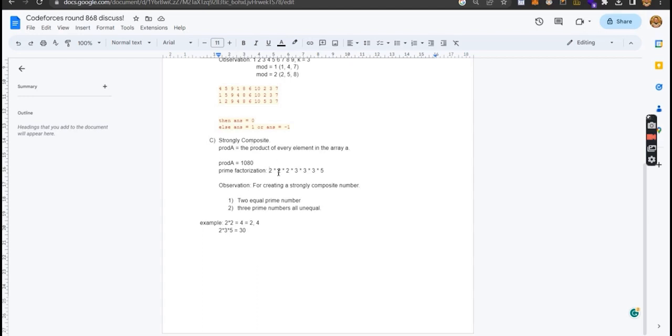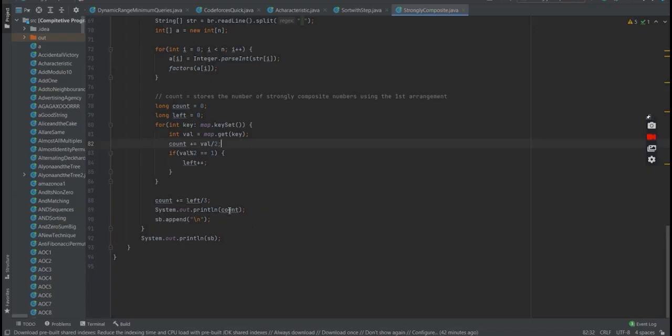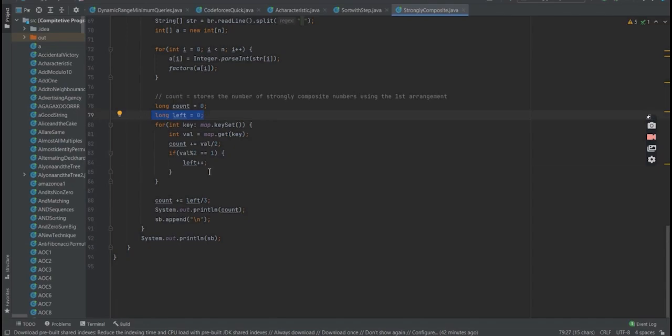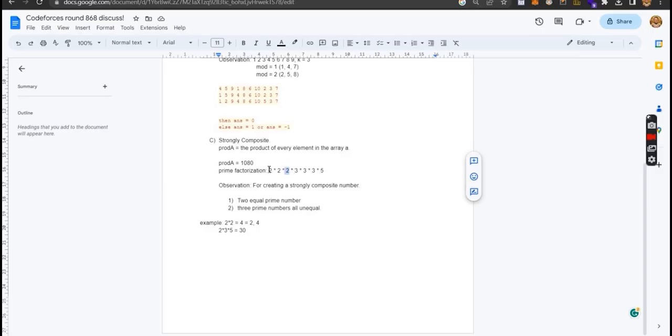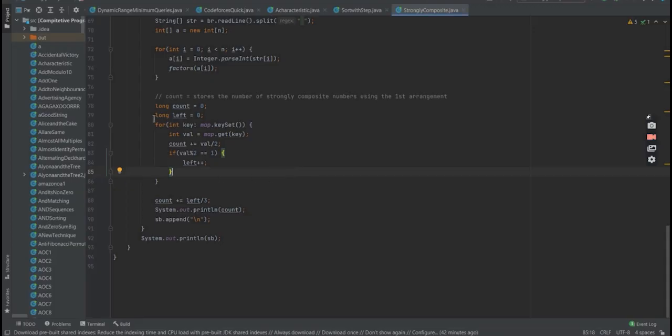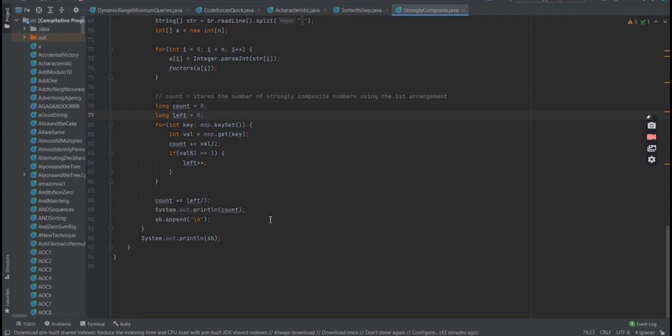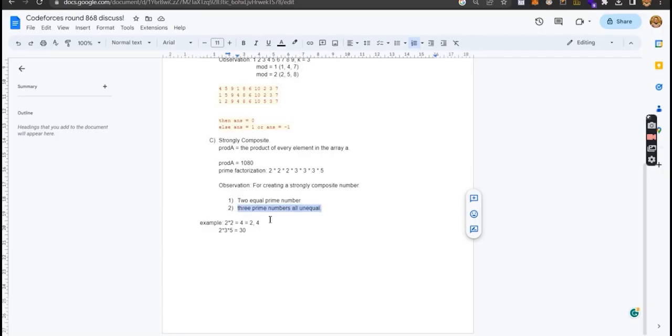And for the first case, the value of count for this example will be 2, 1 from here, 1 from here, so it will be 2. And I'm calculating the number of prime numbers left over. So if the number of 2s here is odd, so of course you are going to be left with one unused 2. So I'm storing all of those types of prime numbers in left. And at last we will take 3 unequal numbers from them and add it to the count and print the answer. And that's pretty much it about the third problem.